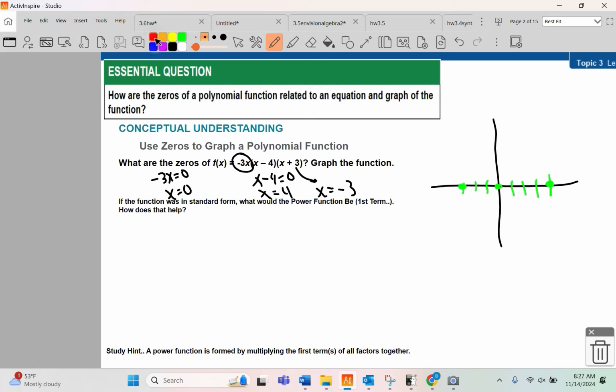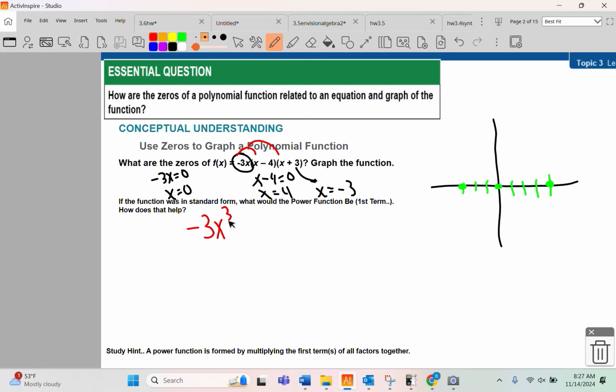So, Lydia said, negative 3x times x is negative 3x what? Do it again. Negative 3x cubed. You don't have to do everything to get the first term. The power function is negative 3x cubed. How does that help me?